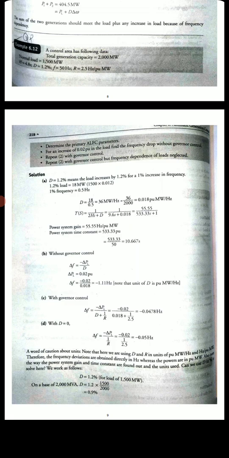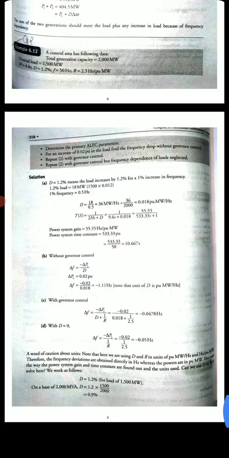Determine the ALFC parameters. D is given as 1.2%, meaning the load increases by 1.2% for a 1% increase in the frequency. So 1.2% of the load is 18 megawatt, that is 1500 into 0.012. 1% of the frequency is 0.5 hertz. So D is equal to 18 by 0.5, that is 36 megawatt per hertz.